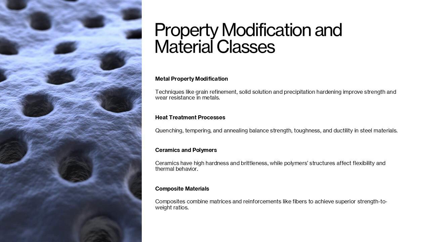Beyond metals, ceramics exhibit ionic or covalent bonding, high hardness, and brittleness, with strength controlled by flaw size and porosity. Polymers consist of long-chain molecules with structures ranging from linear to cross-linked, influencing properties like flexibility and thermal behavior. Composites combine a matrix with reinforcements such as fibers or particles to achieve superior strength-to-weight ratios and tailored anisotropy.